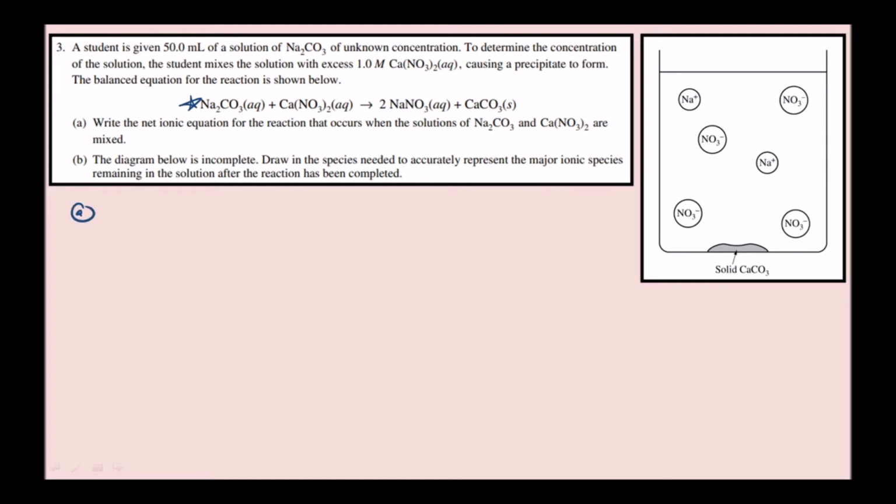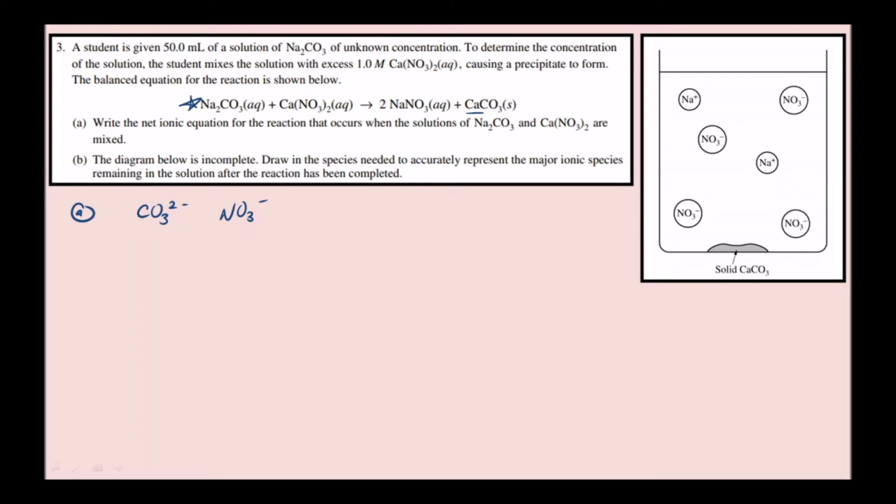The complete balanced equation shows that ionic exchange occurs. So that means the anions present, the CO3 2- and the NO3 1- switch places. The carbonate polyatomic ion switches from sodium to calcium, and the nitrate ion switches from calcium to sodium. However, this doesn't actually represent what is occurring in the solution.